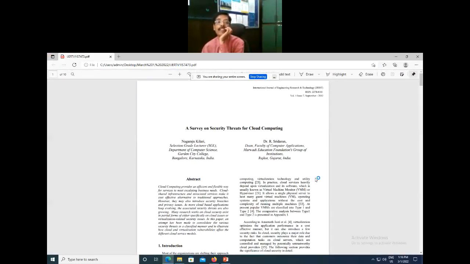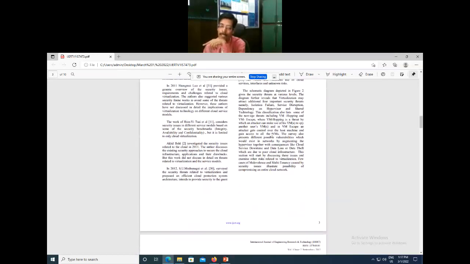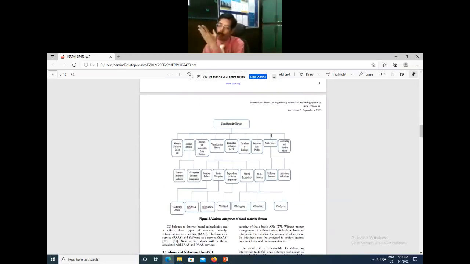There is not much difference between the titles: security survey and security threats. She has used challenges, he has used threats in cloud computing. But if you look at the third paper, the third branch, how he has classified is different. This is different from whatever Disha has done. It is totally different. So for security threats, he's got a different classification based upon the literature he has done.